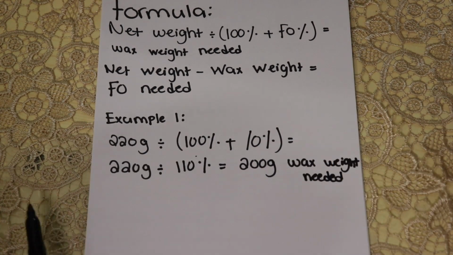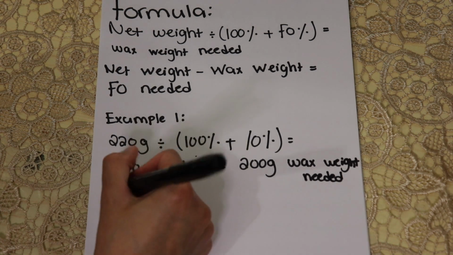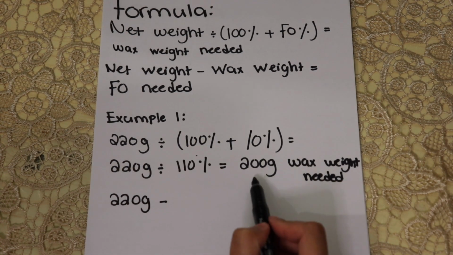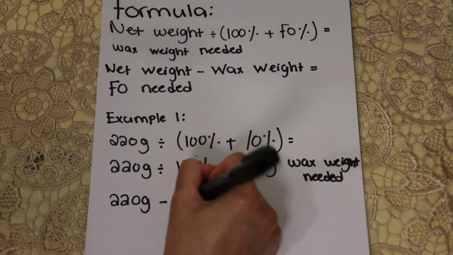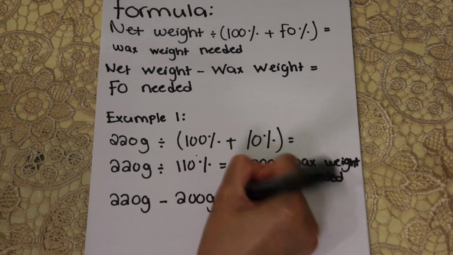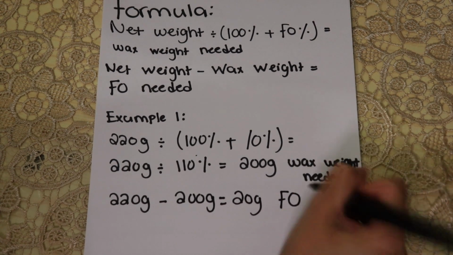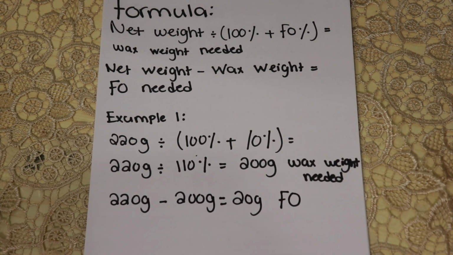And right now I want to figure out how much fragrance oil I need. So I'm going to take my net weight, which is 220 grams, take away my wax weight, which is 200 grams, and that equals 20 grams of fragrance oil. Does that make sense so far? Am I making things really nice, easy and straightforward?